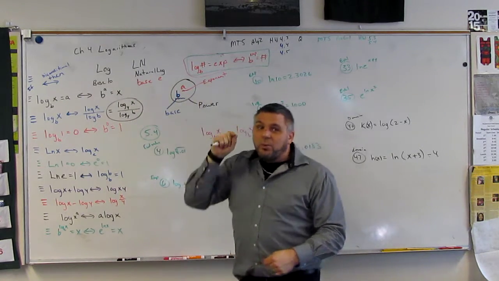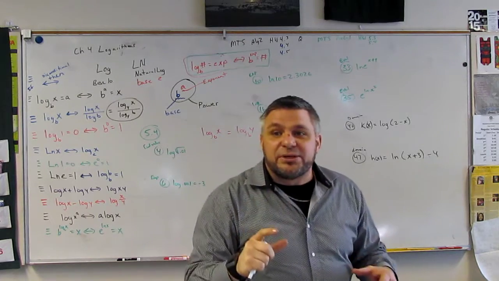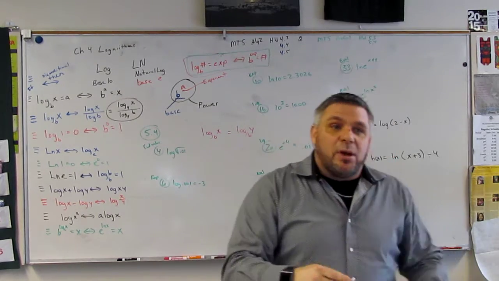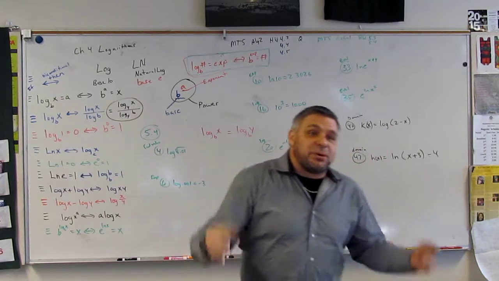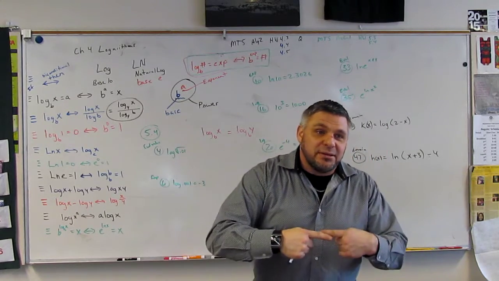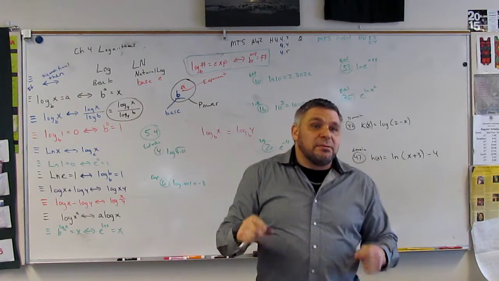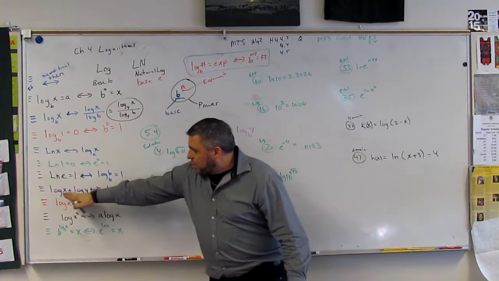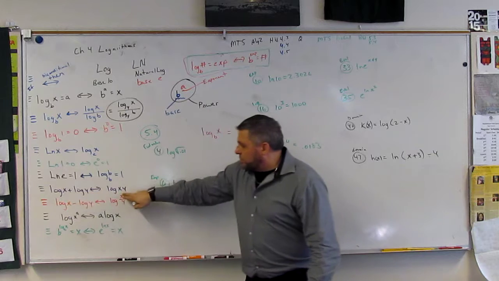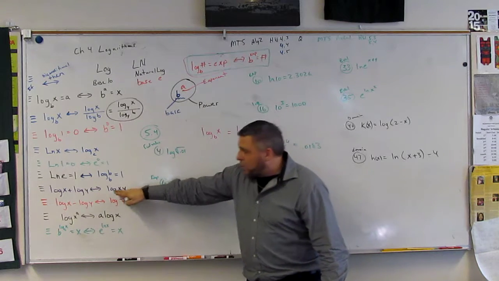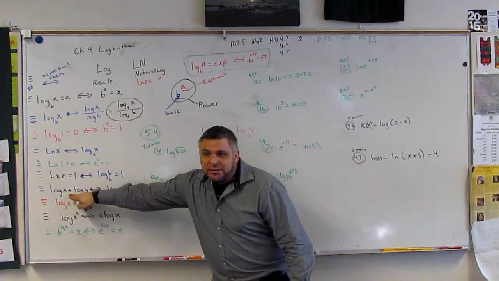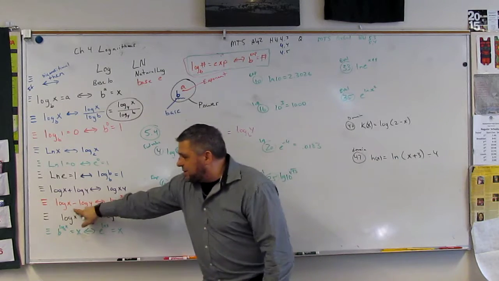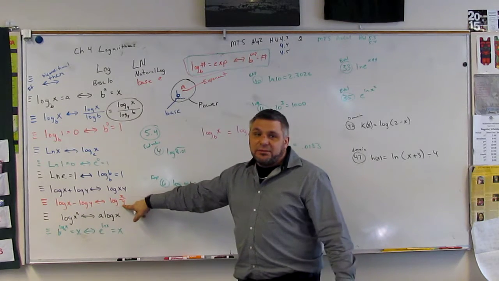Yeah. So when you multiply powers and you add the exponents, what happens when you add the exponents? When you add the logs, you multiply the numbers. That's where this is coming from. When you multiply the numbers, when you add the logs. So when you subtract, you divide.